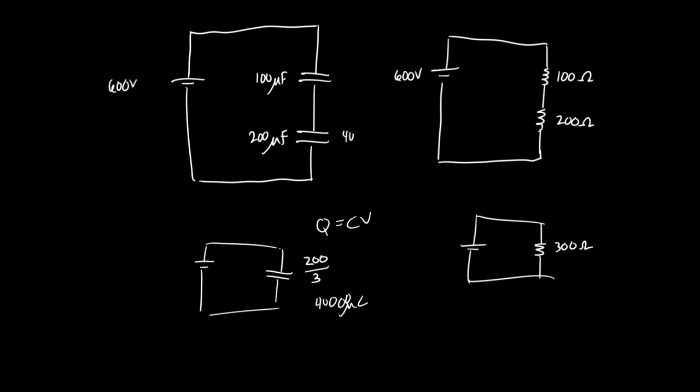So then I apply my 40,000 to each of these. That's my microcoulombs. They must have the same charge because they're in series. And now your job is to work backwards and find out the individual voltage. That's what I need to have here. So voltage equals charge divided by capacitance. So I'm thinking 400 volts and 200 volts.